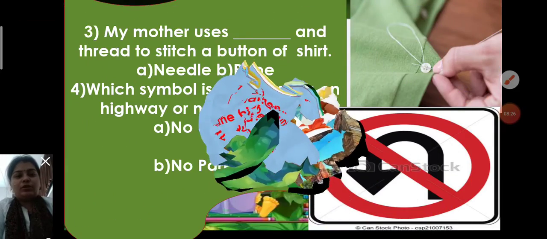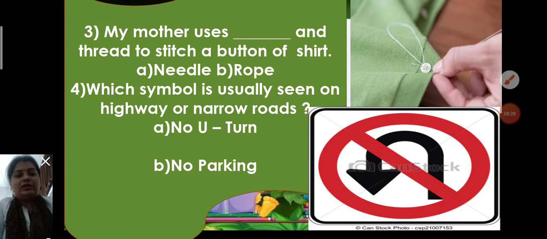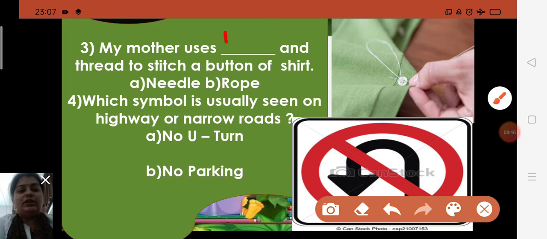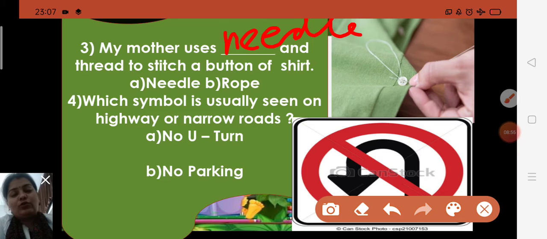Now next question. My mother uses dash and thread to stitch a button on cloth. Yes, children, what does she use? She uses needle and thread to stitch a button on our shirt. So there we will have to write needle and thread. Thread is already written. Why? Because they are pairing words. Needle and thread are pairing words. They always go together. So, needle and thread to stitch a button on a shirt.